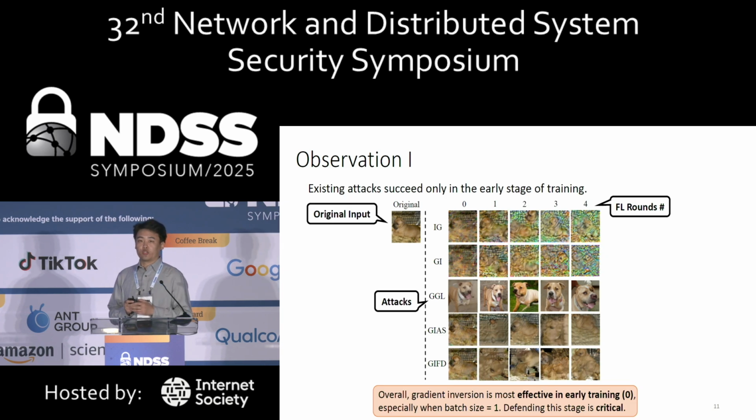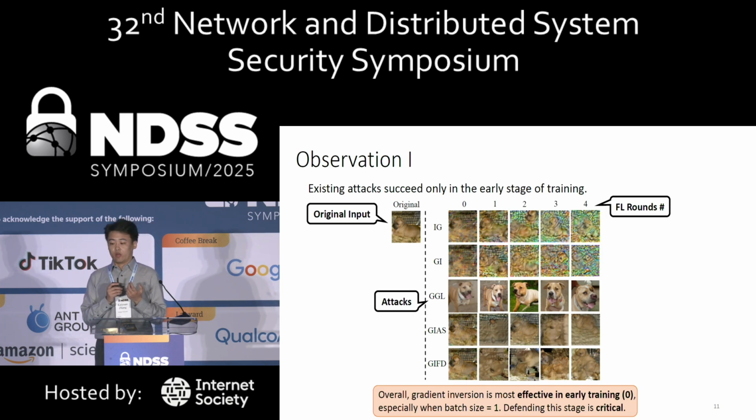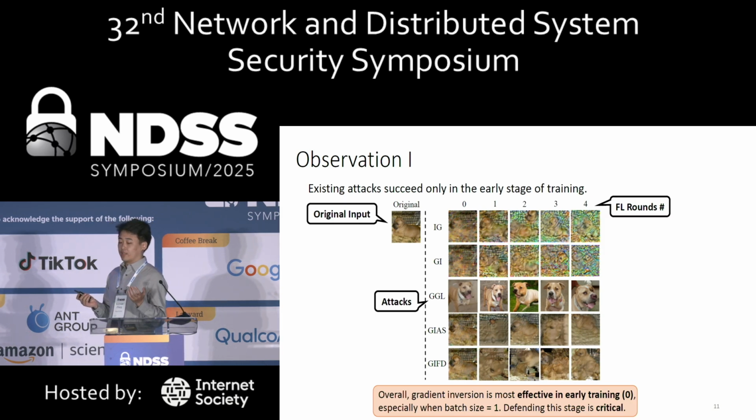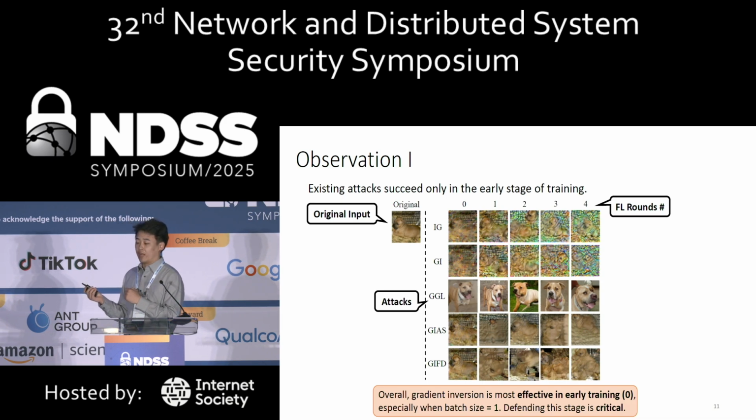And we have two interesting observations to motivate our work. The first observation is that existing attacks only succeed in the early stage of training. So how to interpret this figure? On the left-hand side is the original input, and on the right-hand side is the inverted image in different training runs. Each row is an attack I introduced in the previous slides, and each column represents a different FL round.